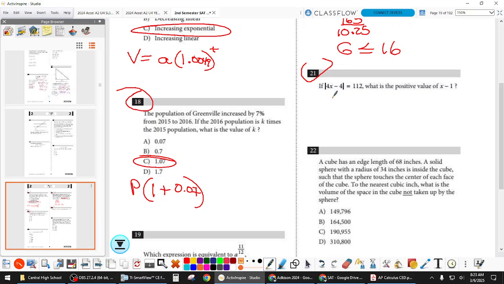This is an absolute value equation. Do you remember how to do that? Okay, so we're going to set 4x minus 4 equal to the positive version and the negative version. It says, what is the positive value? What does that mean? To focus on the positive side of it. Well, it depends, actually. It wants this to be positive, so it may be the positive result or the negative that makes it that way. Just read the question carefully.